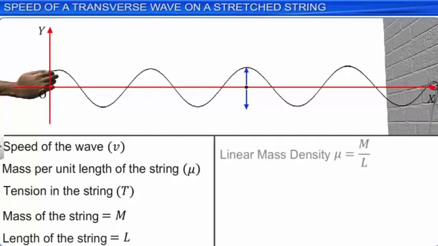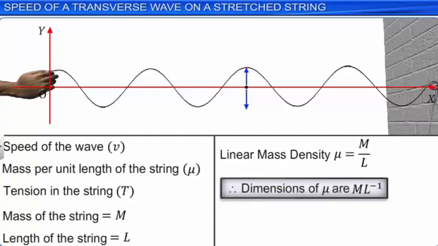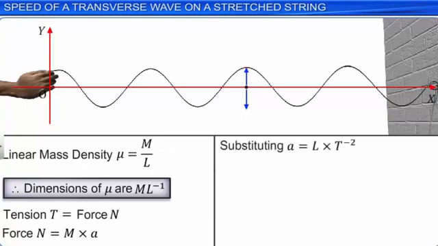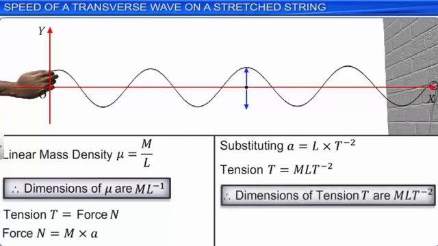Tension T in the string is equal to the applied force in newtons. Force is the product of mass and acceleration. Substituting, the dimensions of acceleration are equal to the product of L and T raised to the power minus 2 in the above equation. This is equal to the product of M, L, and T raised to the power minus 2. Therefore, the dimensions of tension T are M, L, and T raised to the power minus 2. Velocity is expressed in meters per second. Hence, velocity can be equated to L into T raised to the power minus 1. Therefore, the dimensions of velocity are L into T raised to the power minus 1.